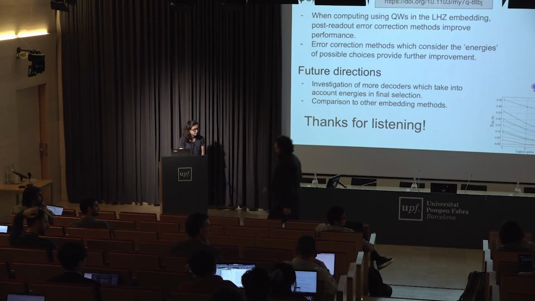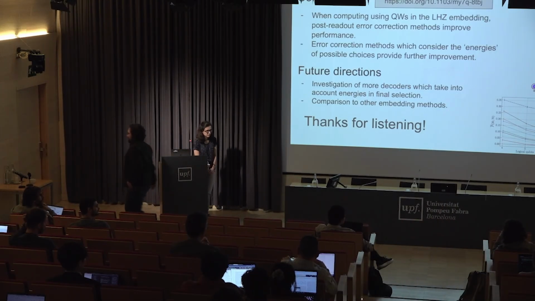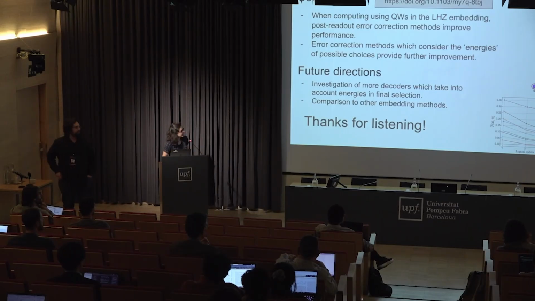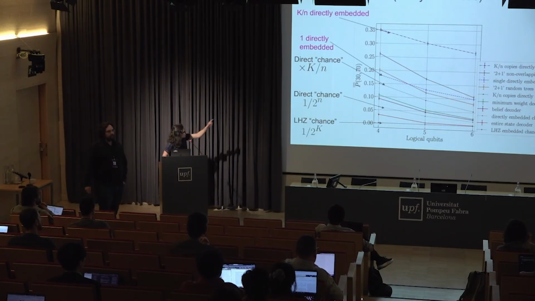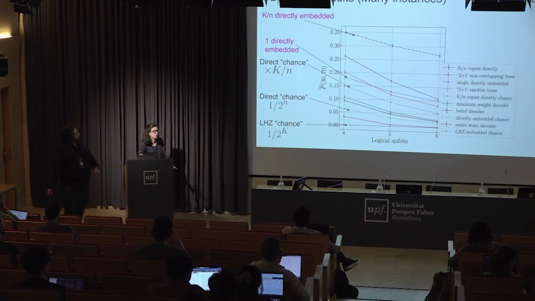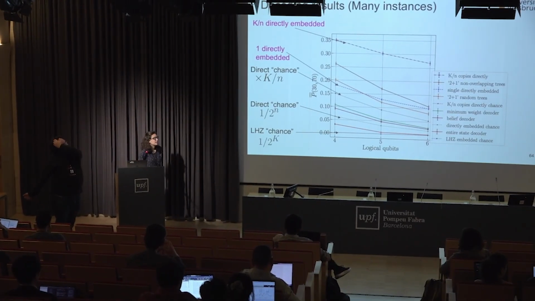I did get a bit lost on the k/n copies comparison. Could you explain that again? Sorry, so this one, you mean? Yeah. It's the number of copies which corresponds to the number of qubits in the LHZ.